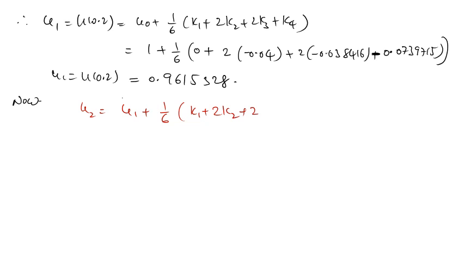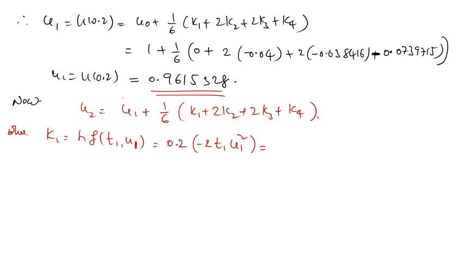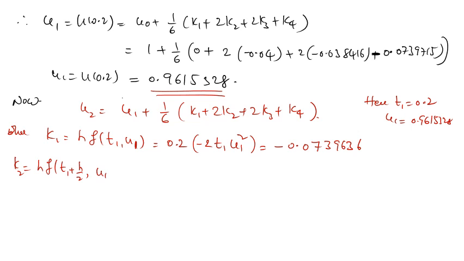There is no change in the formula, it is the general formula, but the values are changed, where k1 is h into f of t1 comma u1. This is 0.2 into minus 2 t1 u1 square. Now u1 value is here, right? Substitute every value and you will get minus 0.0739636. Here t1 is 0.2, u1 is 0.9615328. Next, k2 is h into f of t1 plus h by 2, u1 plus k1 by 2. So this is 0.2 into minus 2 t1 plus h by 2, u1 plus k1 by 2 whole square, right?